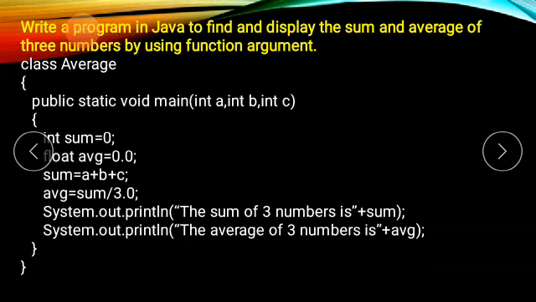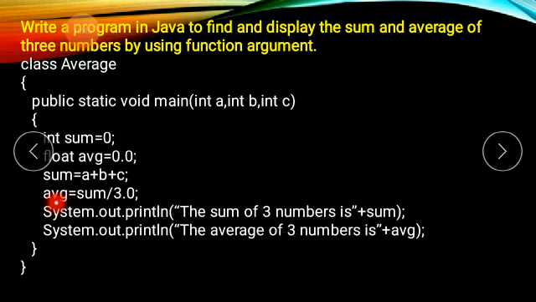Then open curly brace, int sum is equal to 0. To hold the sum of three numbers we have taken sum as the variable, and that is assigned 0. Then we have taken the variable average of type float, assigned 0.0. Then we calculate sum as a plus b plus c. Average is sum divided by 3. Then we are printing sum and average.